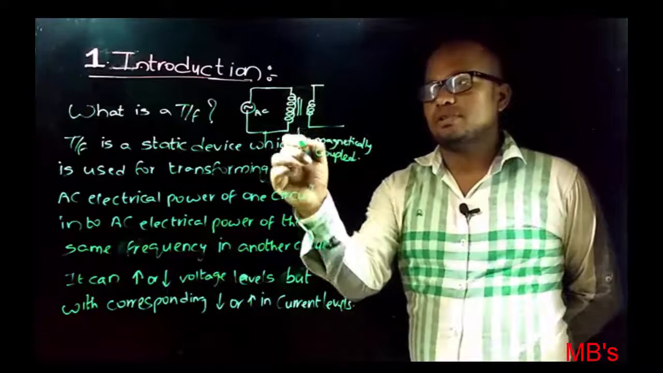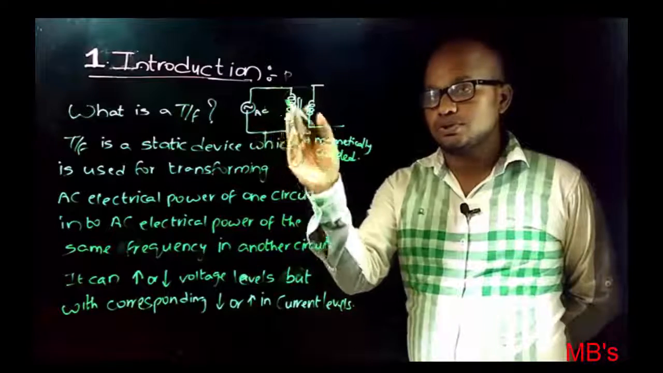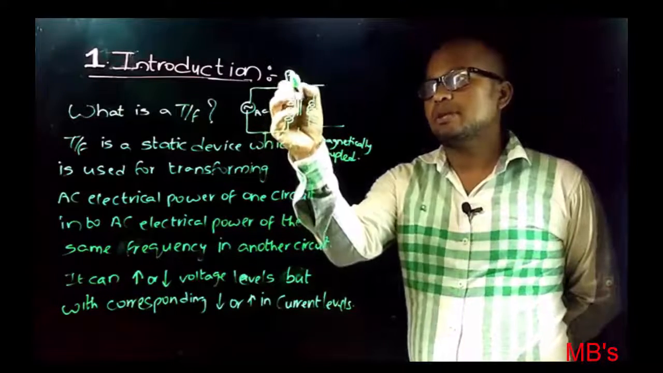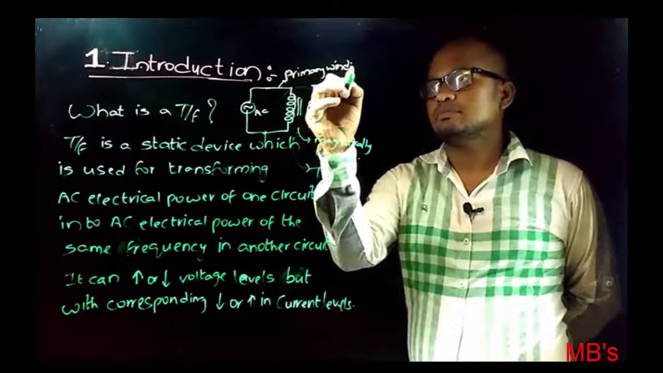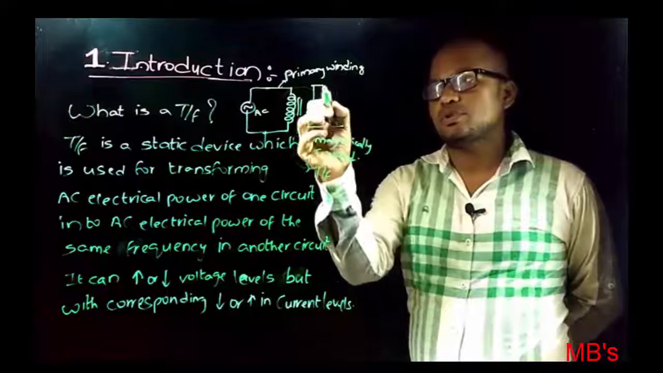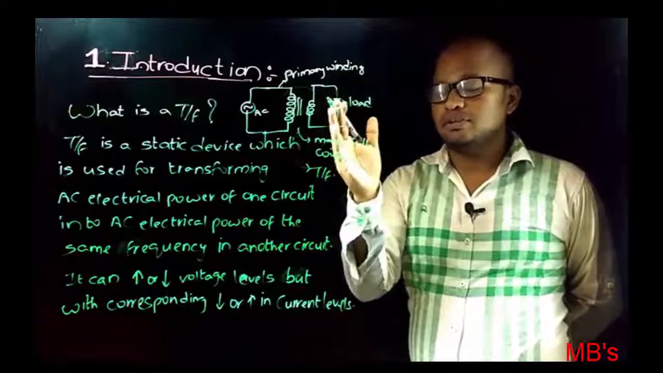So this is what we call as transformer, and the side of transformer at which source is applied is called primary winding of the transformer, and the side of transformer at which load is connected is called secondary winding of the transformer.